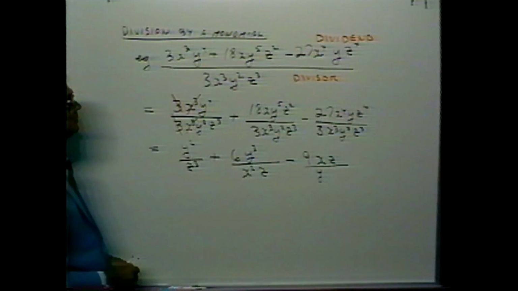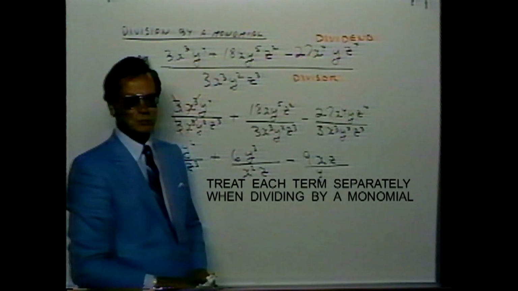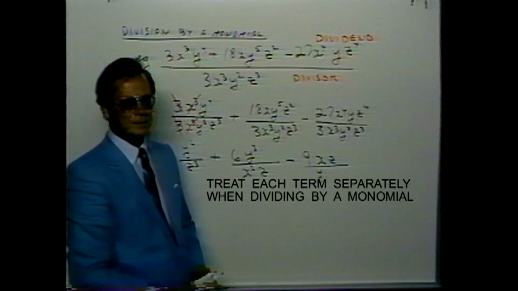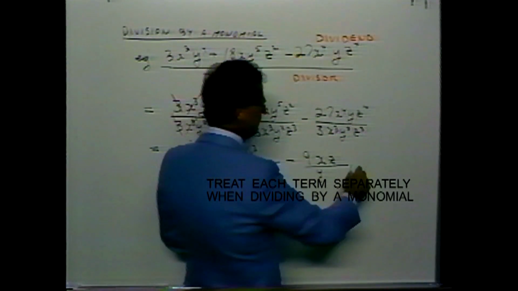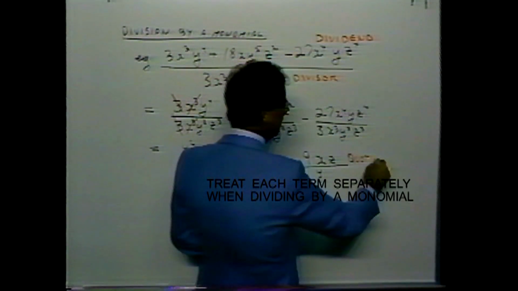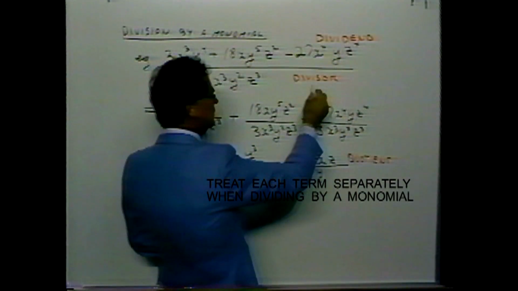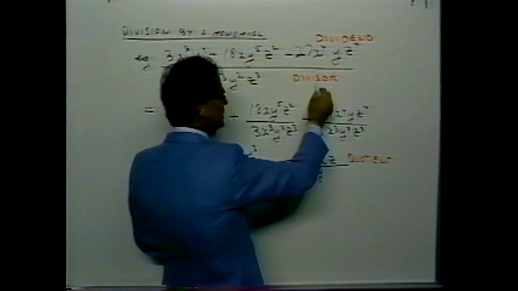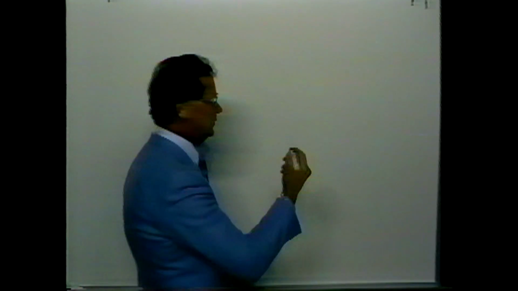That's the final answer, and that's how we would divide by a monomial. Must remember the procedure. This answer can be referred to as the quotient. Dividend divided by a divisor equals a quotient. Next is division by a binomial.